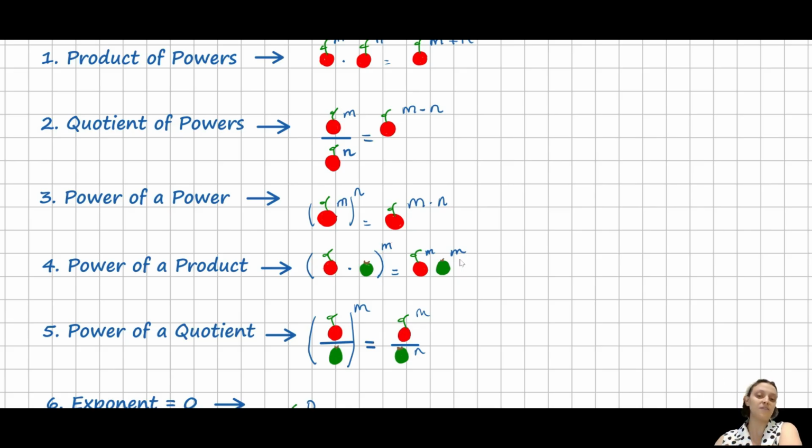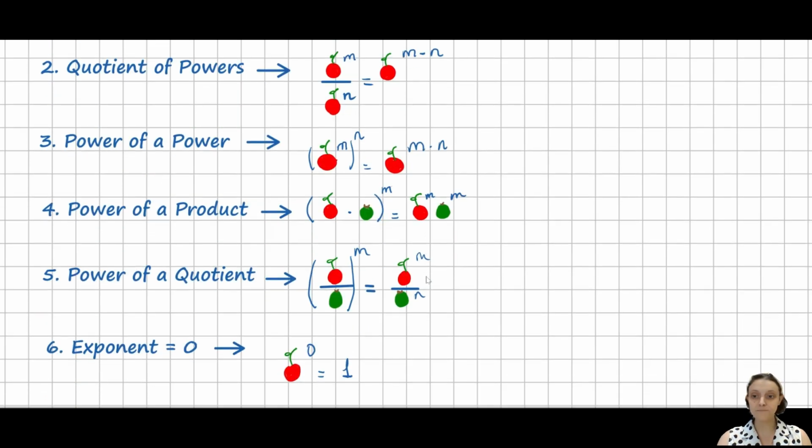We can use them from left to right or from right to left. It's going to depend on what we get in the exercises. Then, the power of a quotient is exactly analog to the power of a product. But in this case, they are dividing. So we have apple divided by lemon, both in parentheses to the power of m. So they are going to be apple to the power of m and lemon to the power of m as well. Here we have to change it. Let's do this brief modification right here.